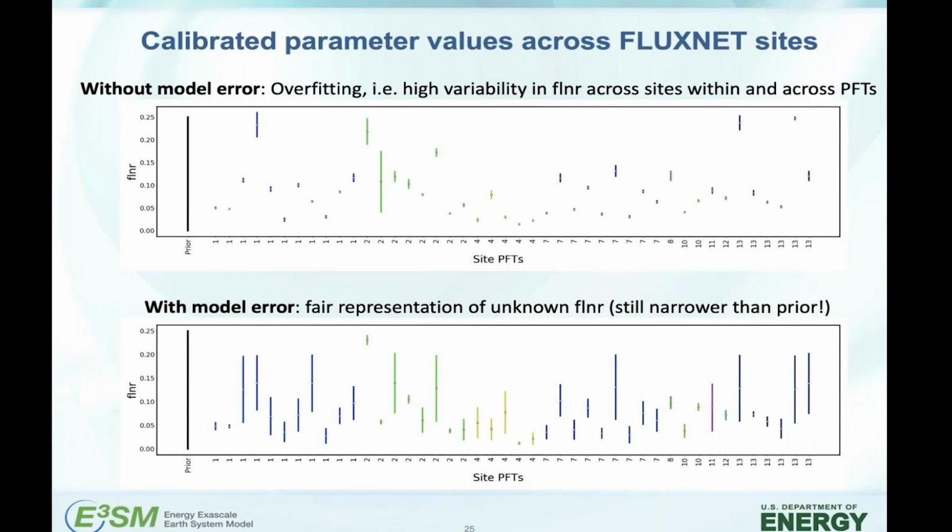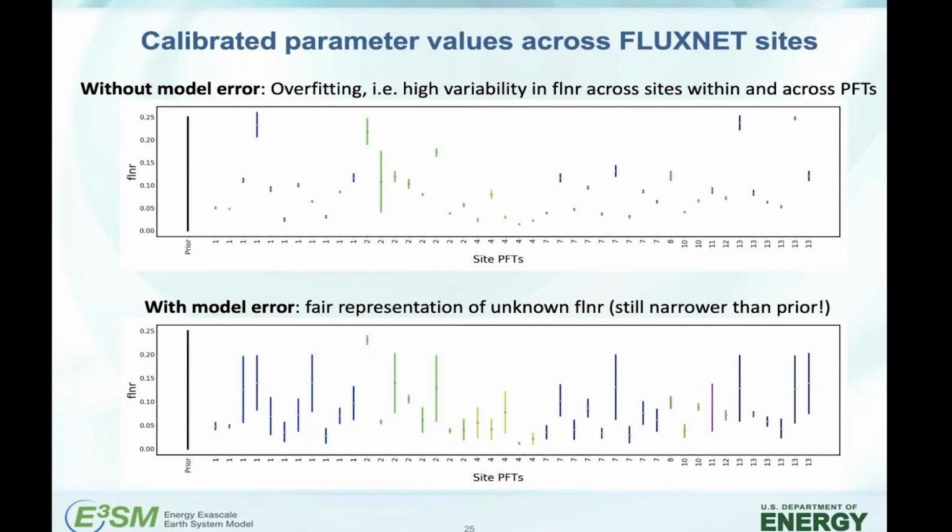This happens because we are assuming a single FLNR across all sites and all PFTs. If we think of it from a model error perspective, we built in an additional statistical component in the parameter with the embedded model error approach. We do get a lot more stable result and a fairer representation of uncertainties on the parameter after the calibration.